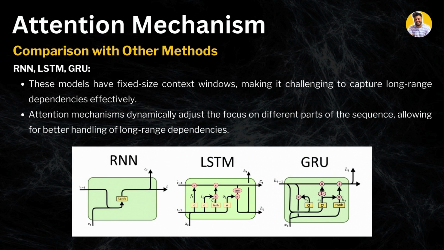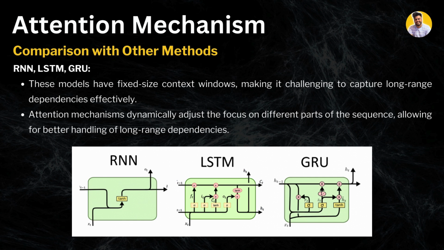Alright guys, let's talk about the attention mechanism compared with other methods. We know about the RNN, LSTM and GRU. These models have fixed size context windows, making it challenging to capture long range dependencies effectively. We know that the LSTM and the bi-directional LSTM can approximately handle those long range dependencies, but not with that much effectiveness. But the attention mechanism dynamically adjusts the focus on different parts of the sequence, allowing for better handling of long range dependencies as well.